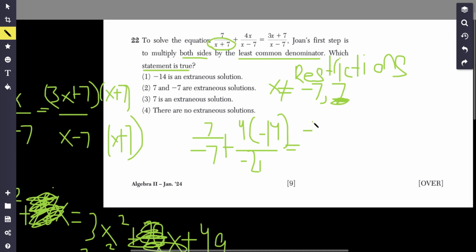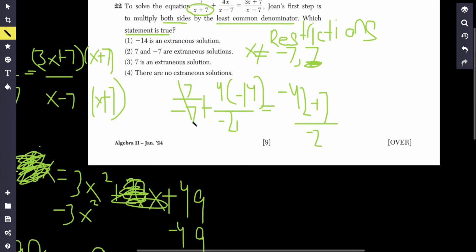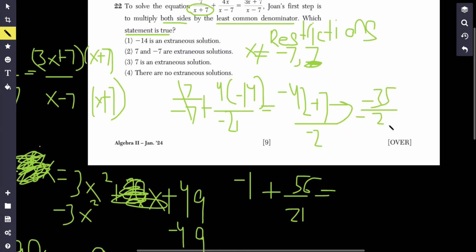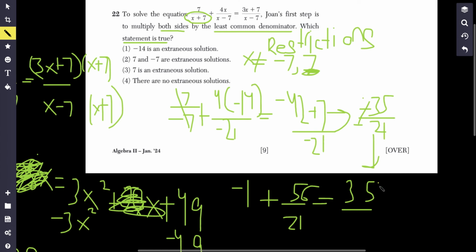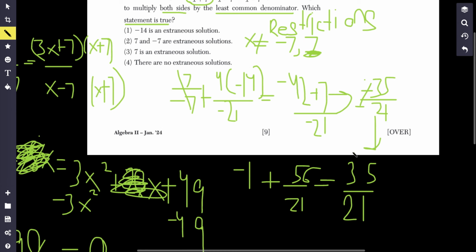And 3 times negative 14 is going to be negative 42 plus 7 divided by negative 21. All right, now 7 divided by negative 7 is going to be negative 1. We have plus 4 times negative 14, which is negative 56, divided by negative 21. Two negatives make a positive. And then we have negative 35 over negative 21, so you're going to be left with 35 over 21, right?